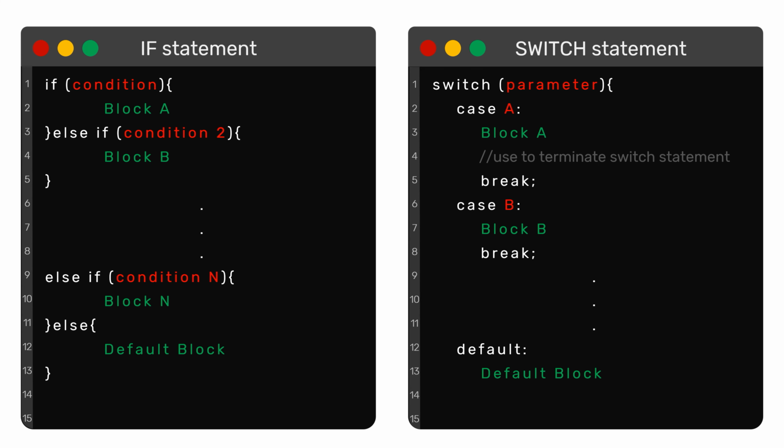Default blocks are available in both conditional flows, which will execute if all conditions are false. The default block in if statement is called else and is called default in switch statement. The keyword break in switch statement is used to exit the switch statement.